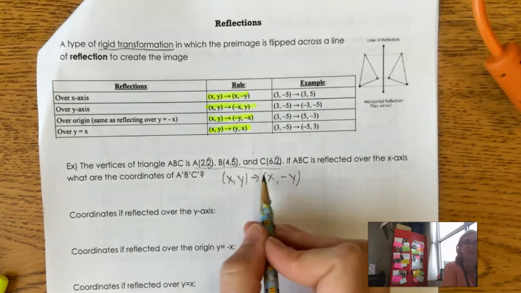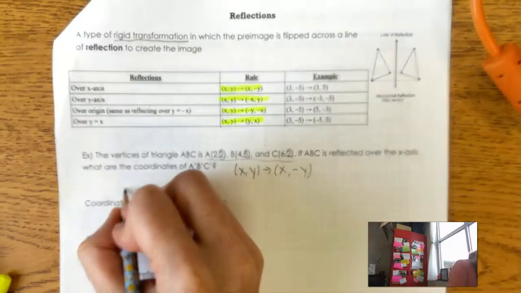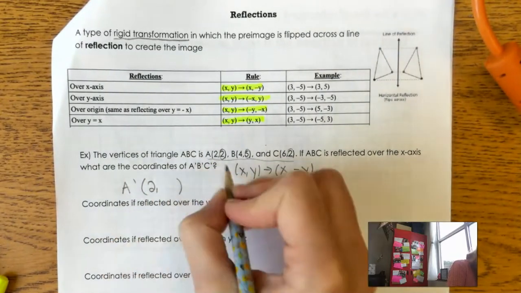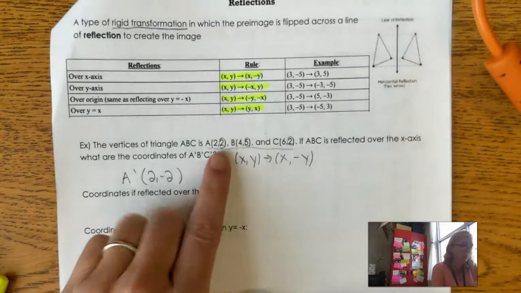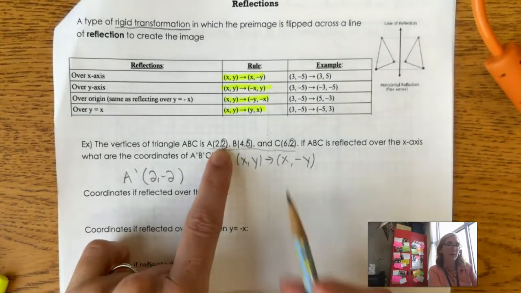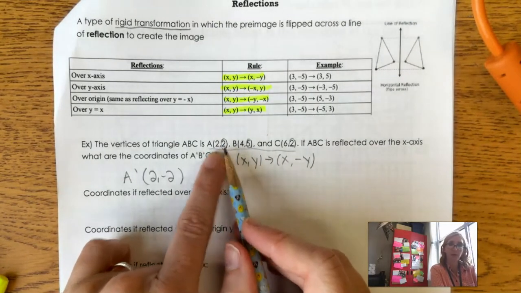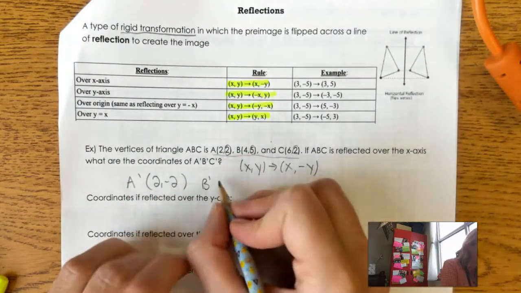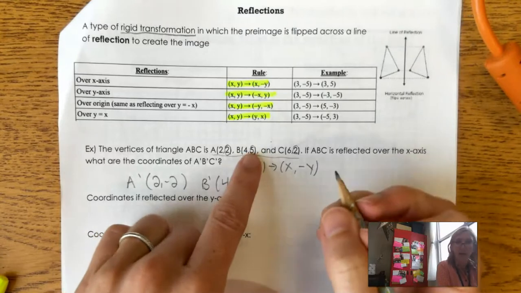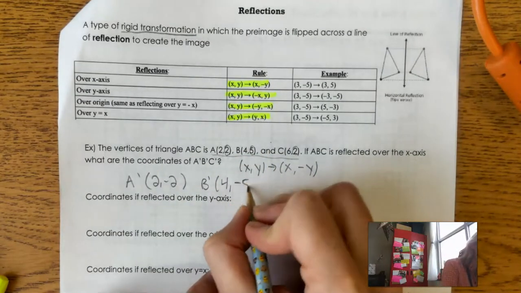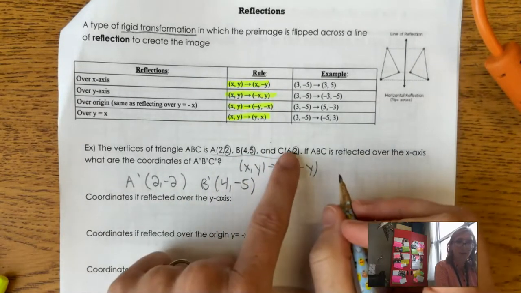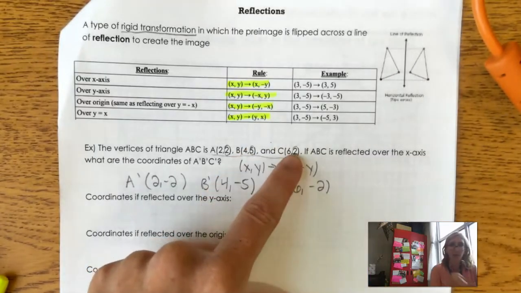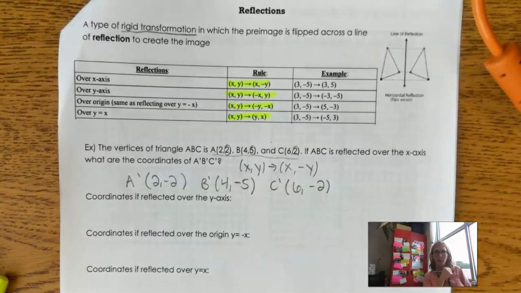of my pre-image points. So I know my new A prime: my x value stays the same, and my y value becomes negative or positive depending on whatever it was before. It was positive before, so now it's negative. My B prime, I keep my x, and that positive 5 becomes a negative 5. My C prime, keep the x value, and the y value flips the sign, so that positive 2 becomes negative 2.